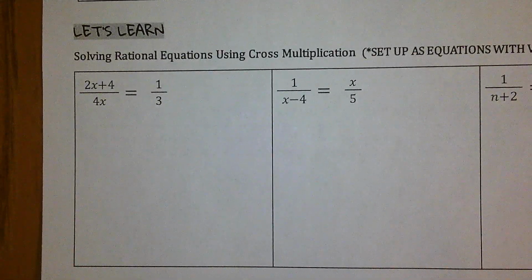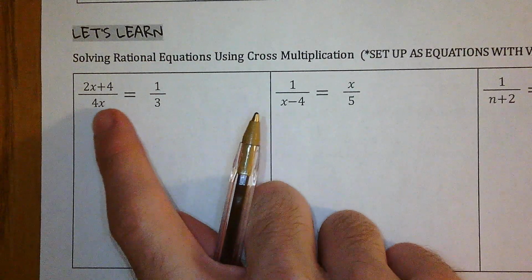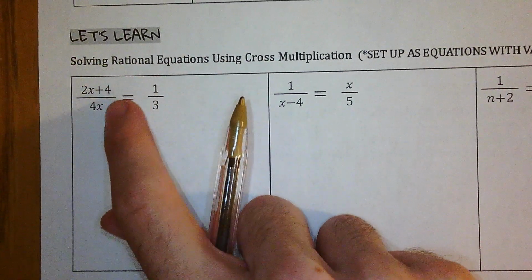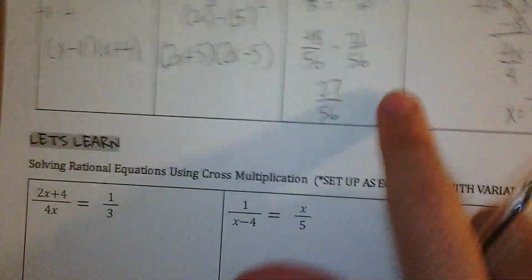Okay, so solving rational equations using cross multiplication. This allows us to turn something like this. Well, we've got a fraction here, a rational equation, right? A fraction here that has x's, and we can turn it into one of these. We know how to solve these, so from there we can find the value of x.